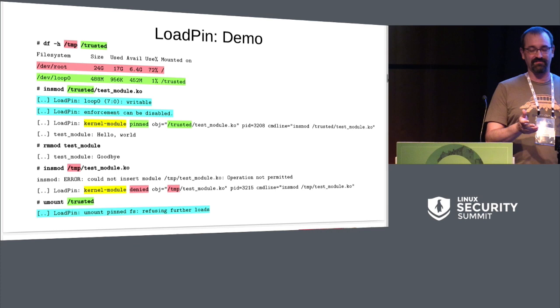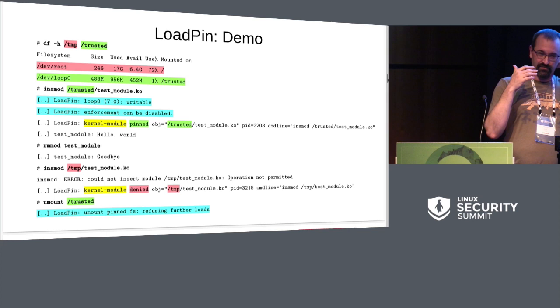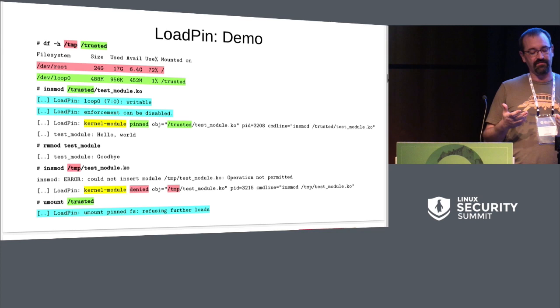The idea being that you can test your LoadPin setup in an environment that's writable, but once you actually have a read-only backing block device, it will not print that out. Then it reports in yellow what type of thing it's trying to load and says, yay, I have pinned this module, I'm now going to trusted.